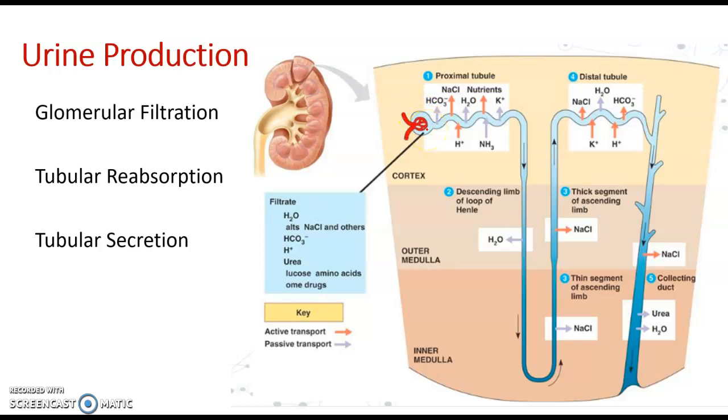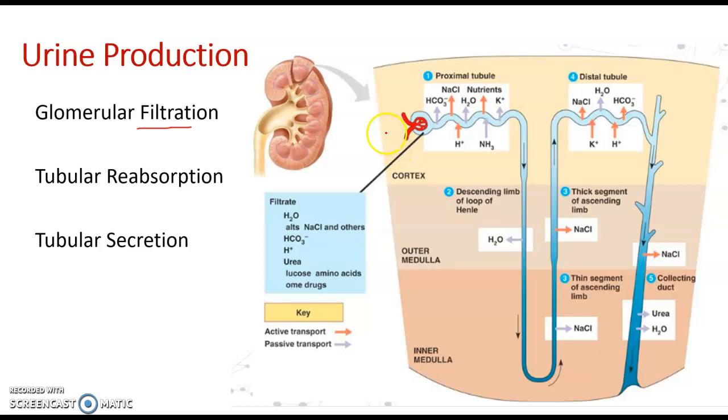At the same time that that's happening, we're also losing water. So water is also going to be added to the glomerular capsule. And it's that combination of water and all of these solutes, those ions and nutrients and things that are lost through that filtration process, that we now are going to call the filtrate. So we're creating the filtrate here through that process of filtration.